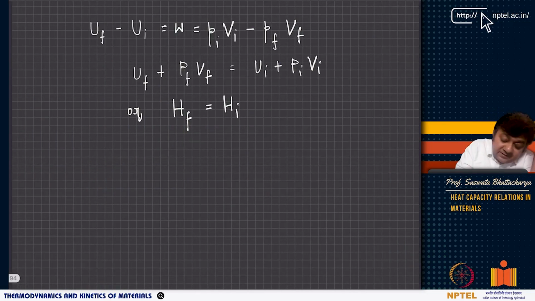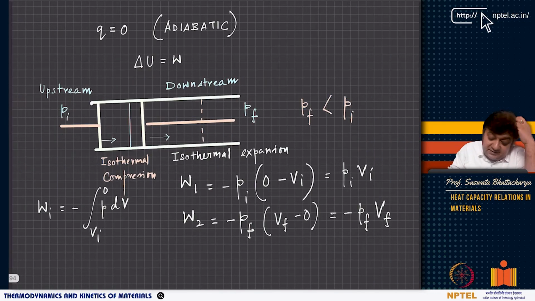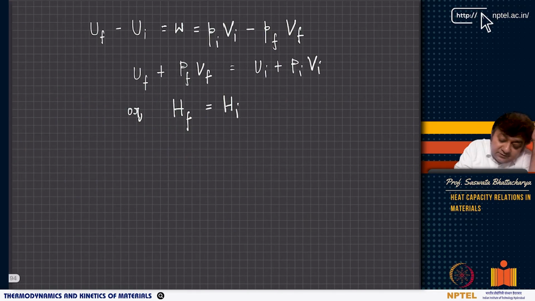So as you can see, the change in energy here, because it is adiabatic, the change in internal energy is Uf minus Ui, which is Pi Vi minus Pf Vf. And if you now rearrange, Uf plus Pf Vf is Hf and Ui plus Pi Vi is Hi. So you can see that indeed the process is isoenthalpic.